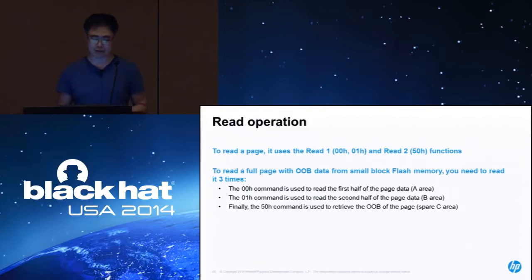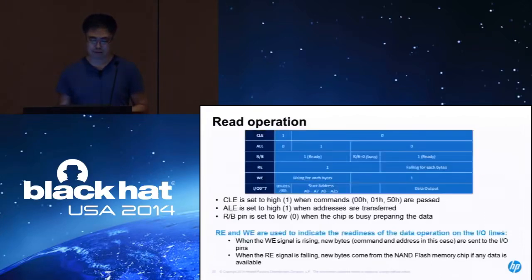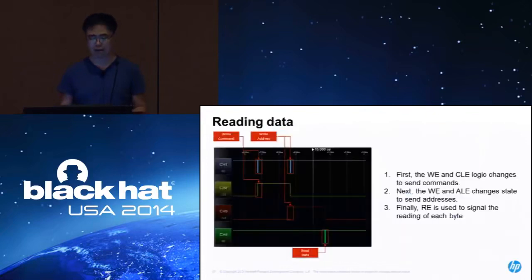The reason why you need 2 read 1 operations is that the internal buffer is smaller than the whole page, so you need to split each read. You can't read the whole page at one time. So the read operation looks like this, but because we are out of time, I'm not going into the details. You can find a lot of reference materials about how all those signals work for reading.